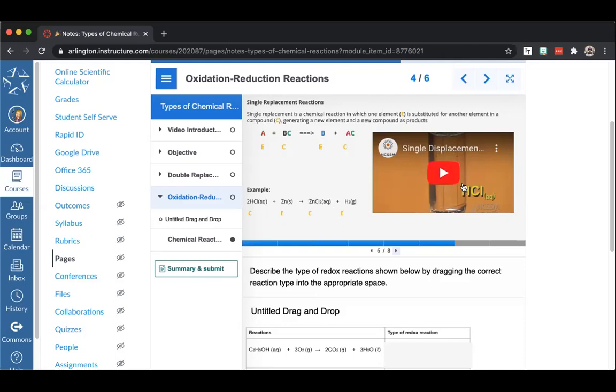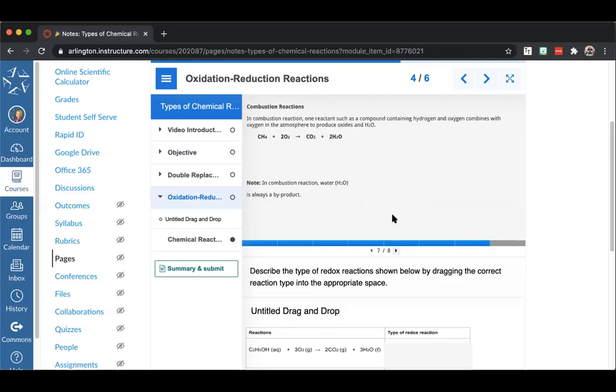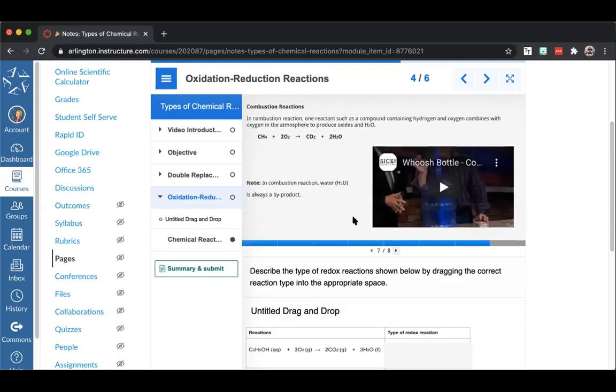There is another example video here for you to watch to see a visual example. Okay. And then our last type is combustion. These I think are the most fun because you're burning something. And so in a combustion, you have a reactant that's usually a compound that has hydrogen and carbon. It's called a hydrocarbon. That's the term for these types of compounds.